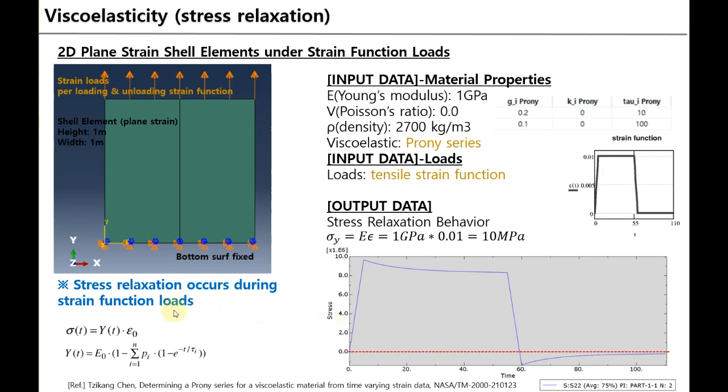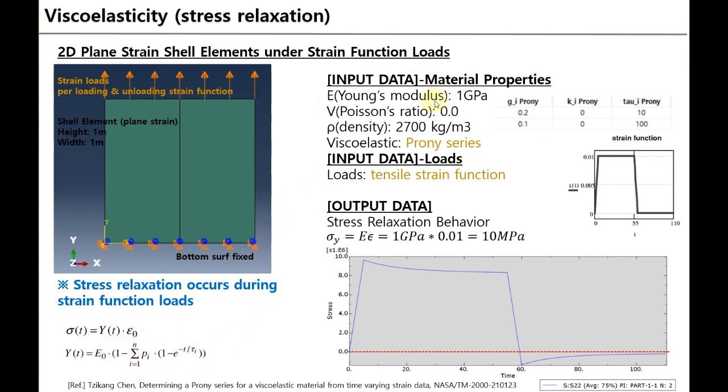The stress relaxation is governed by this mathematical equation. Stress will be modulus times strain, but at this time the modulus will vary with time and the parameters G and tau. I will explain the Prony Series parameters in this part.